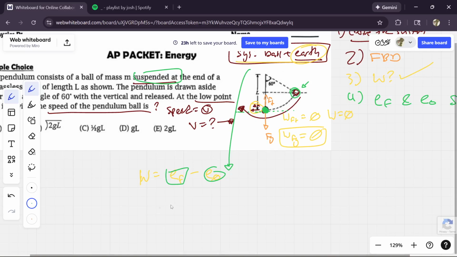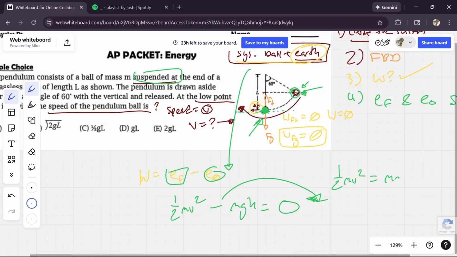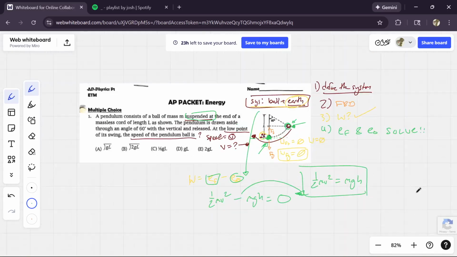E final down here is going to be equal to 1/2 mv squared minus mgh. So we're taking the energy at the bottom over here and subtracting it from the energy over here. And this is going to be equal to 0, which means we can move this over to this side. So we're left with 1/2 mv squared is equal to mgh. Cool. So now we are going to be solving for v.